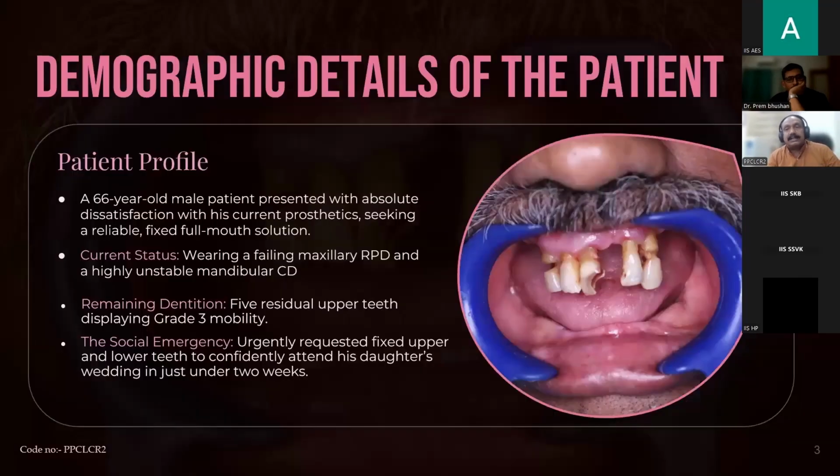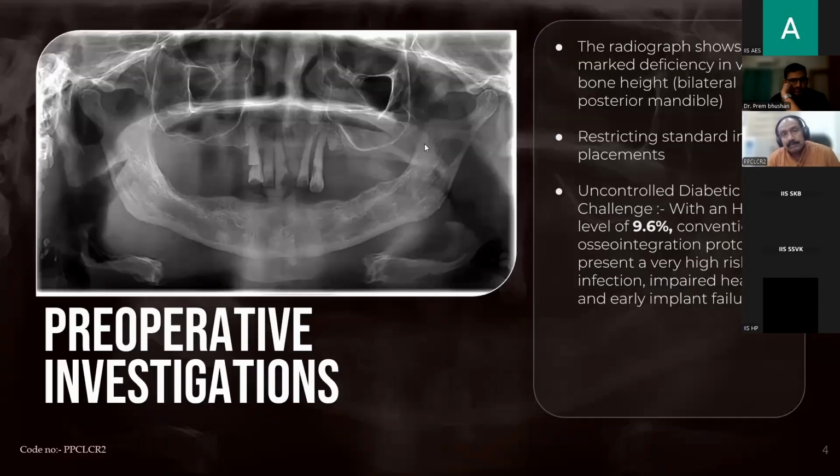A 66-year-old man came to me. He wants to fix his teeth within 10 days; his deadline is 2 weeks. He wants to take photographs with his daughter on his daughter's wedding day with fixed teeth. He's demanding that, so I asked him to take an OPG.